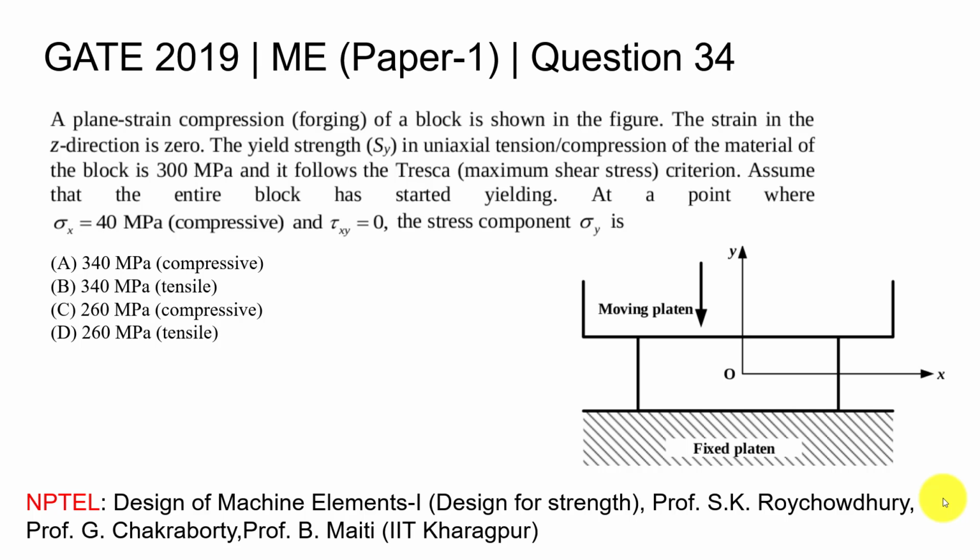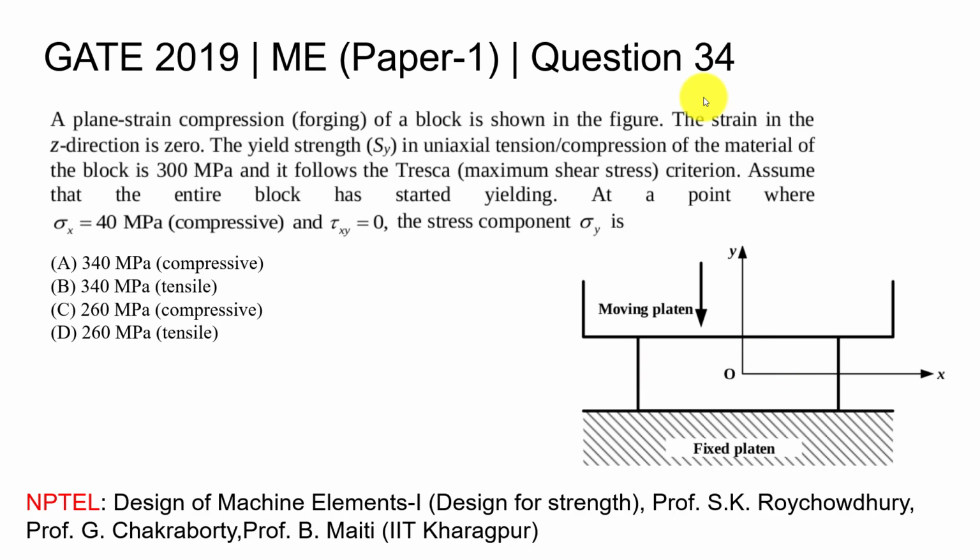Hello all. Today let's see a question from GATE 2019 Mechanical Engineering Paper 1, question number 34. So you are being given a system like this where you have a moving platen and a fixed platen, and this is your specimen.